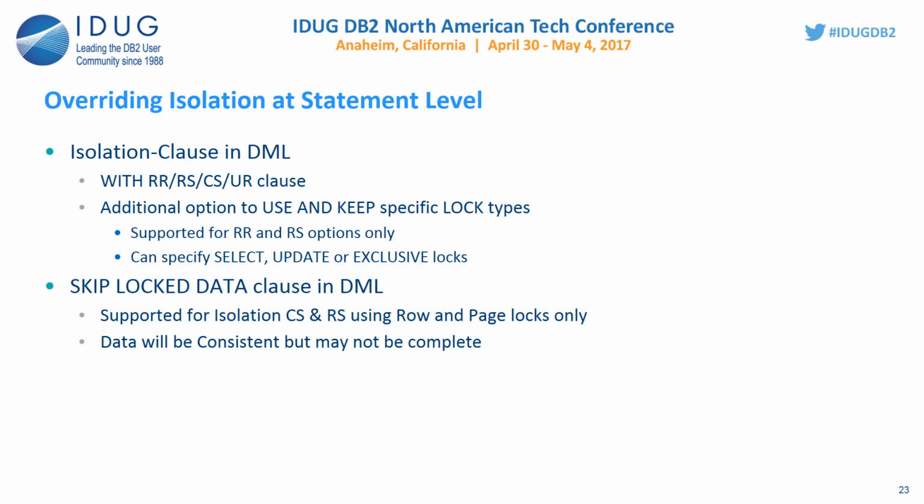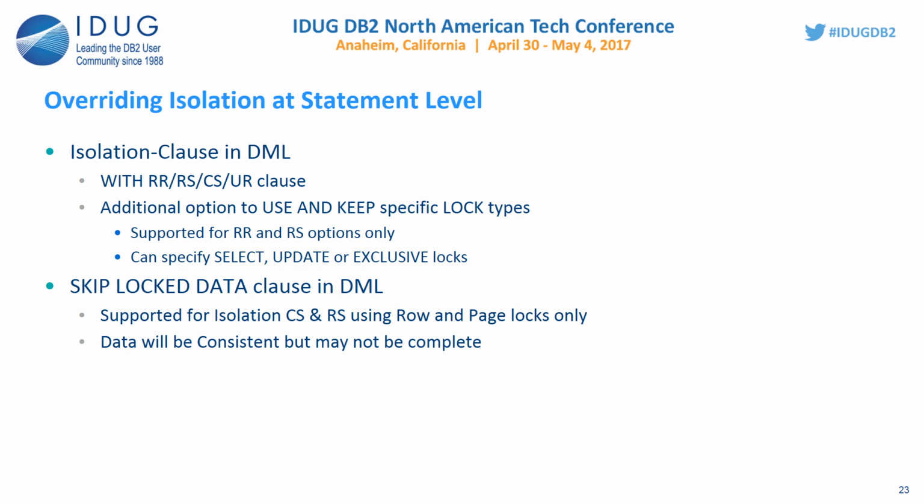So I said that you could override isolation at the statement level. There are two ways to do that. You can code an isolation clause in a DML statement, or you can say skip locked data. So you can say select from, skip locked data, and DB2 is going to treat that row as almost uncommitted read. Now these are advanced methods. I don't recommend you use them unless you really know what you're doing.